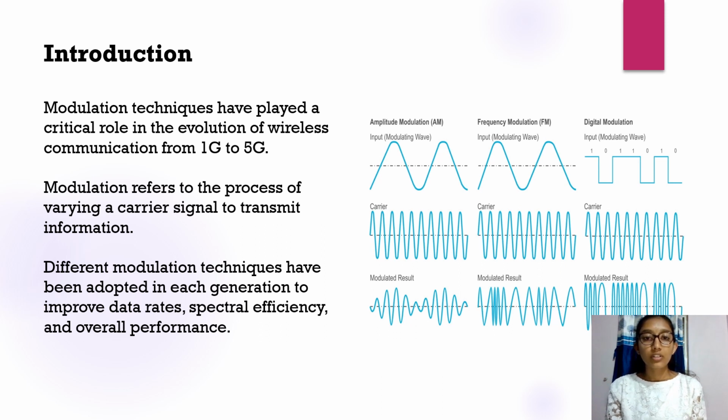Modulation techniques have played a critical role in the evolution of wireless communication from 1G to 5G. Modulation refers to the process of varying a carrier signal to transmit information. Different modulation techniques have been adopted in each generation to improve data rates, spectral efficiency, and overall performance.